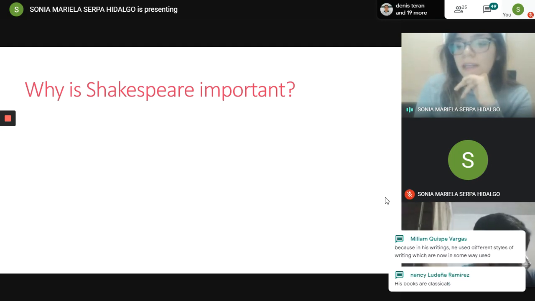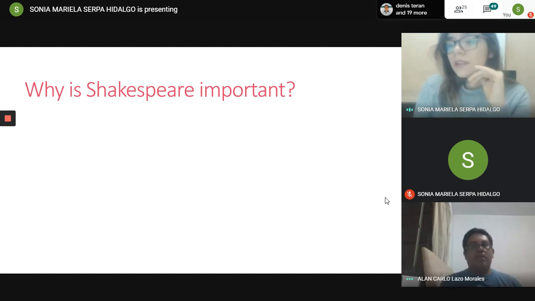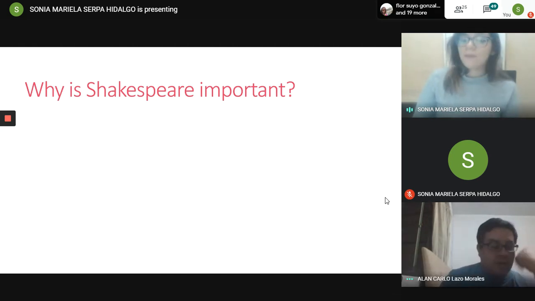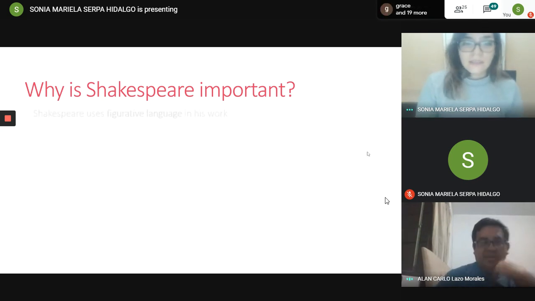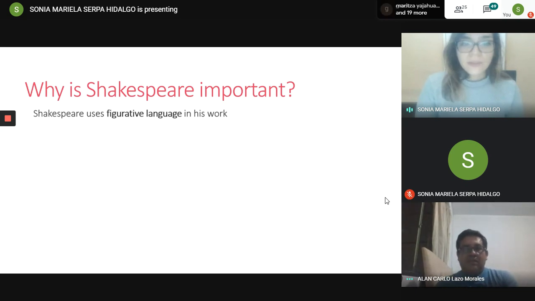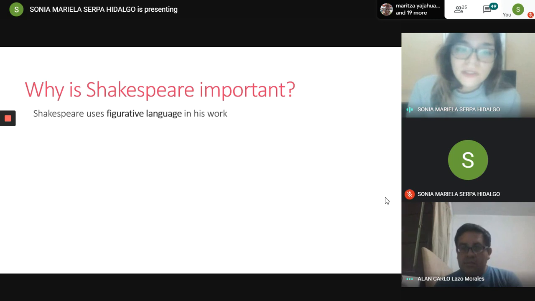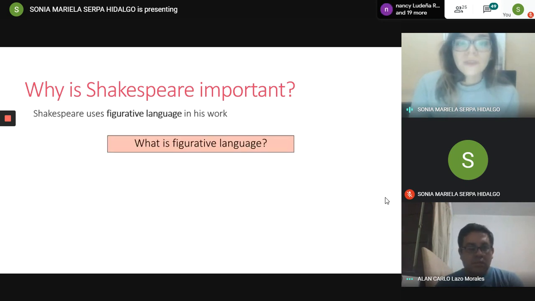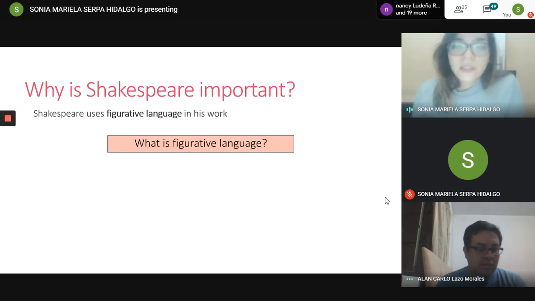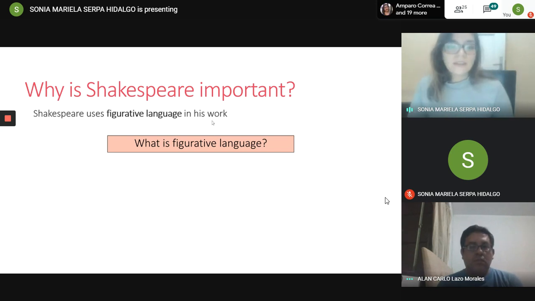Because in his writing, he used different styles of writing which are now in some way used. His books are classics. Yes, Milliam, right. That's exactly it. Because in his writing, he used what we can call figurative language. And that's what we were going to talk about today. Shakespeare uses figurative language in his work. So what is figurative language? Can you guys give a moment to think about that? We're going to see what you know.